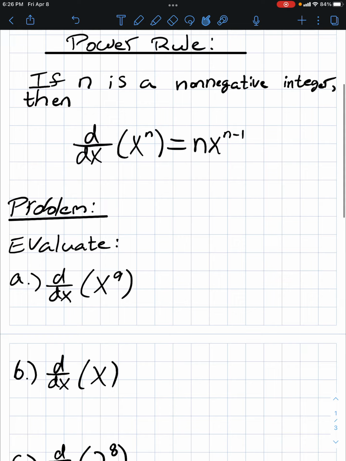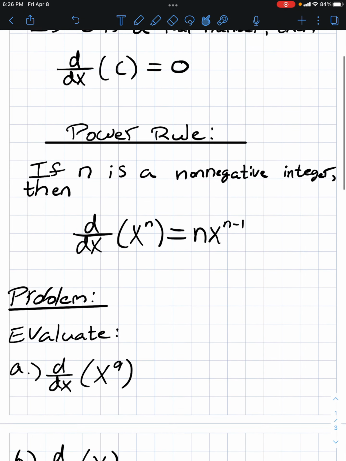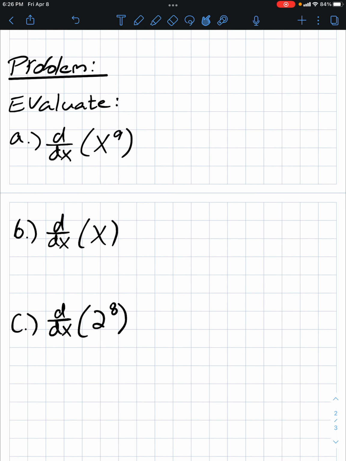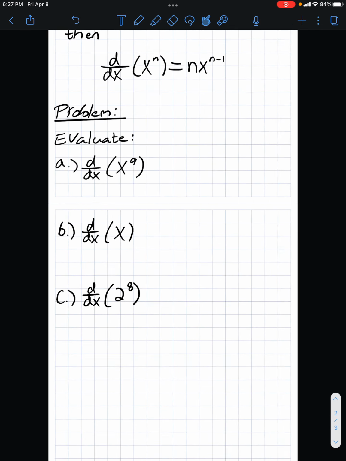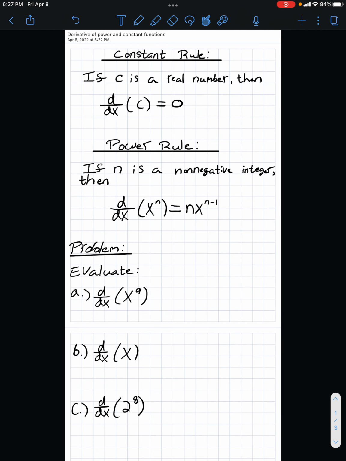Now use the above two rules to solve this problem. You're going to evaluate, in part A, d/dx of x to the 9th. Part B, d/dx of x. And part C, d/dx of 2 to the 8th. Now pause this video, take a few minutes, and solve this problem.